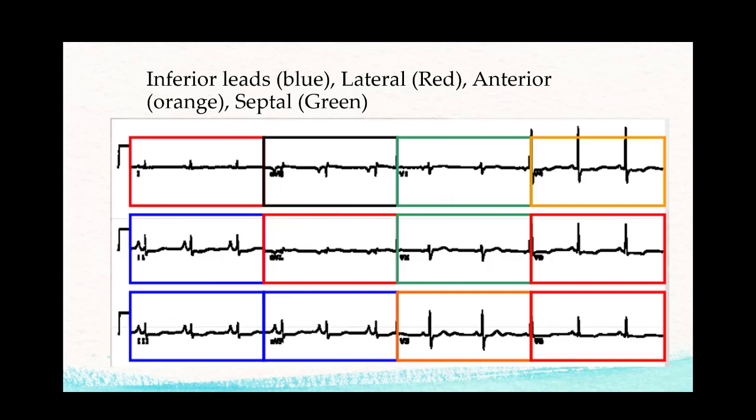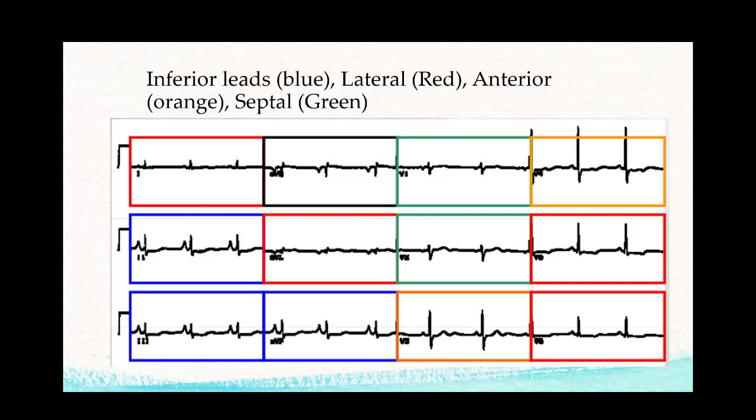So, on an EKG, we have 12 different views that are made by 10 different leads. As we talked about earlier, different leads are going to look at different parts of the heart, just like I can take a picture of different parts of my car and see different things. So the blue leads, 2, 3, and AVF, are the inferior leads. They are looking at what is going on at the bottom part of the heart. The lateral leads are going to be the ones in red: lead 1, AVL, and then V5 and V6.